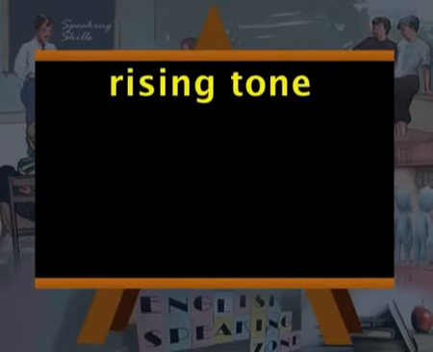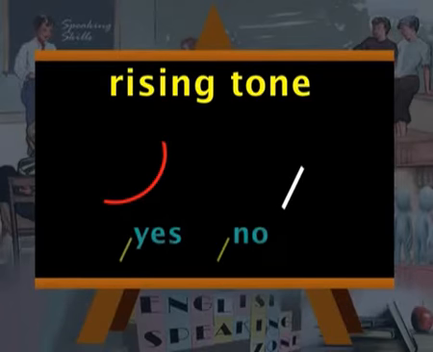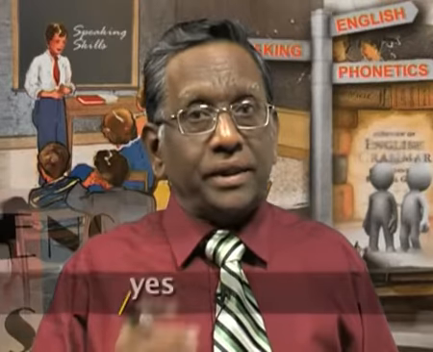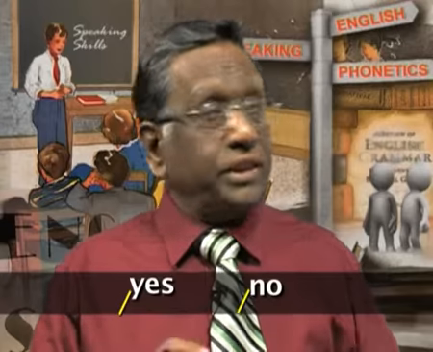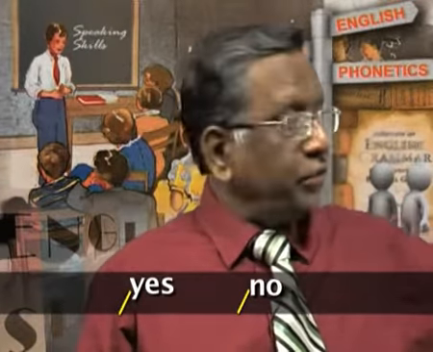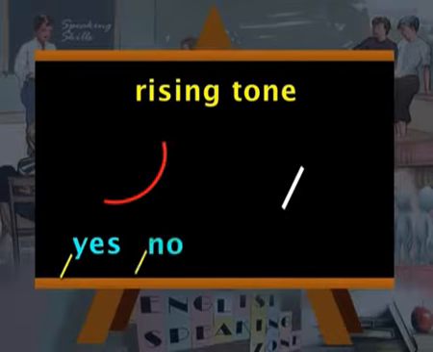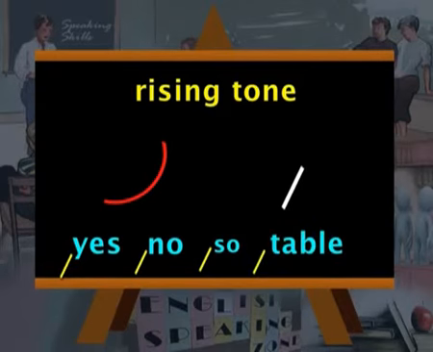Then we have a tone which is known as a rising tone, where the pitch starts from a low level and goes to a relatively higher level. And we indicate it with a mark like this, which is known as a rising tone. When I say something like yes, that is said with a rising tone. Yes, no. See, the first one was yes, and this one is yes, rising tone. No, so, table. This is a rising tone.